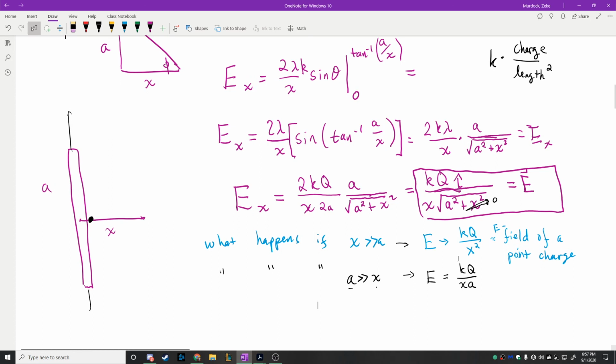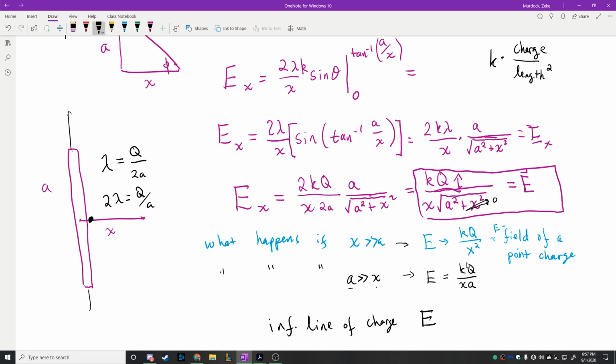Now, there's another way we usually write this. Usually what we do is we say, well, q over a, if we think back to what we were doing in the problem, right? We had said that lambda was defined as q over 2a, right? So if I multiply the 2 over here, 2 lambda is equal to q over a, right? So that means, in my thing that I have right here, this is the answer for an infinite line of charge, which will show up. You end up getting E equal to 2k over x, I think, right?